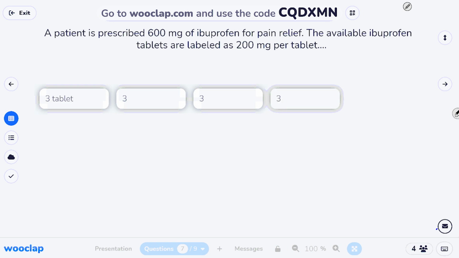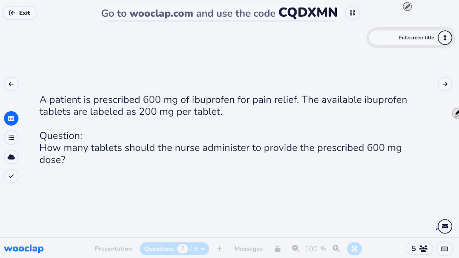All right, well, why is this looking like that? Well, okay. So here's your problem. Again, it's a word problem. Patient is prescribed 600 milligrams of ibuprofen for pain relief. Again, these are made up numbers. And guys, don't ever get hung up.